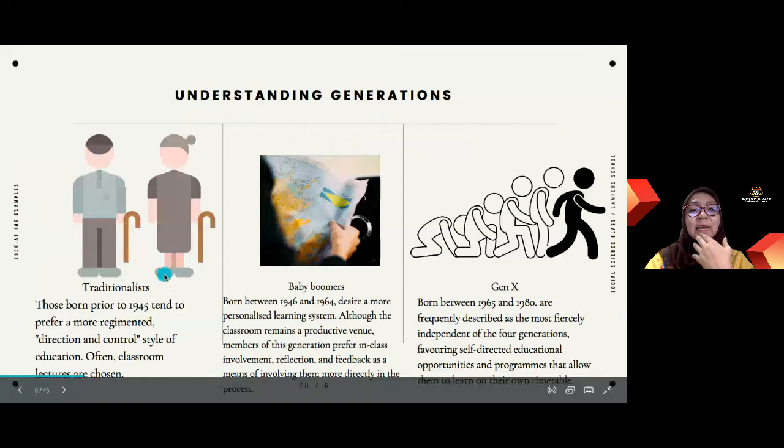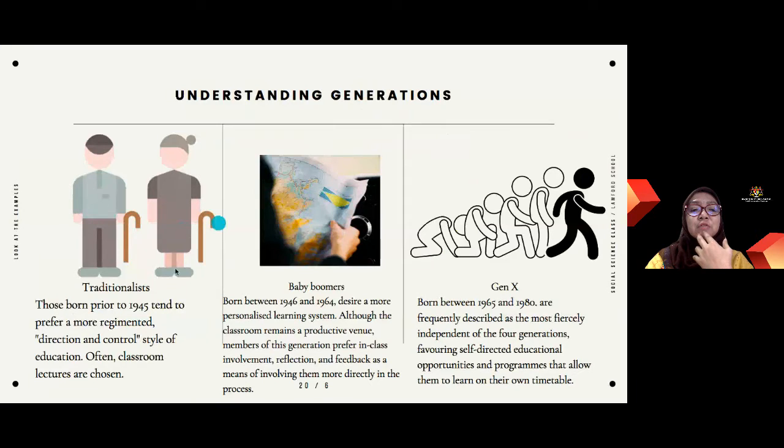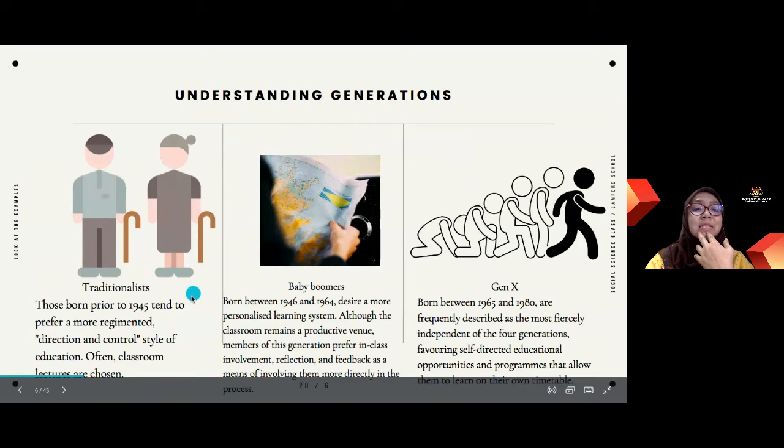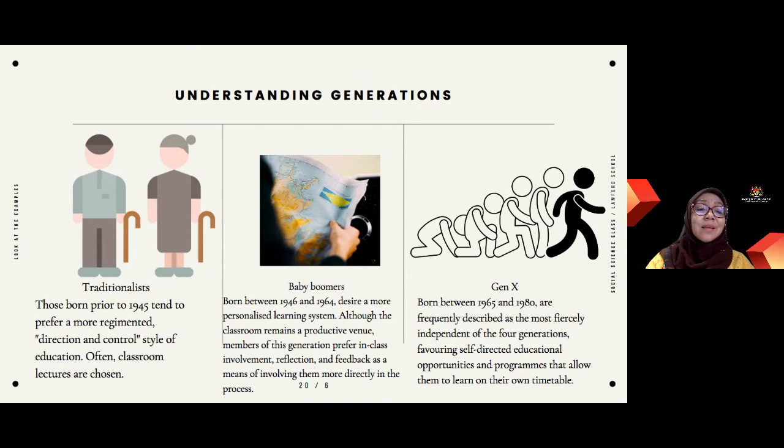Right, so as I said just now, we are understanding generations, traditionalists. We can no longer teach with direction and control, like you are the sage on the stage, but now you must be the guide on the side. You don't control anymore. So for example, baby boomers, people like me, desire perhaps a more personalized learning system. And people of this generation prefer in-class involvement, reflection, feedback. But do we have this kind of students in class now?